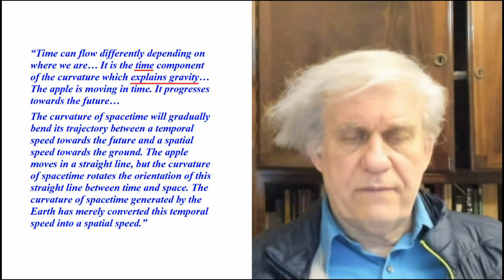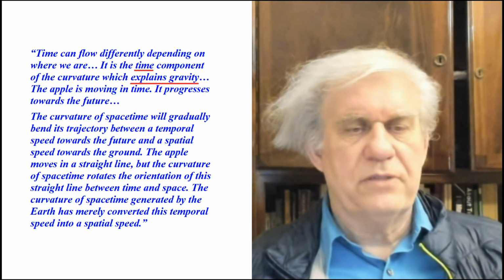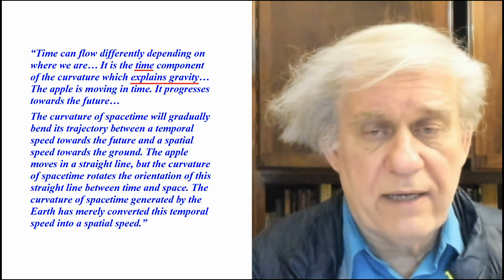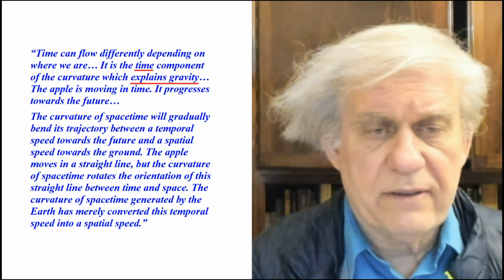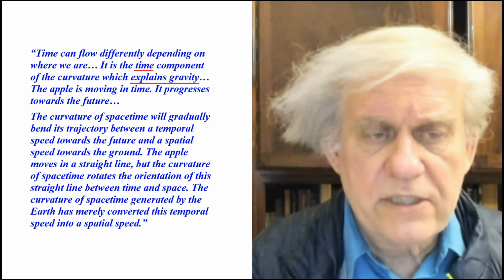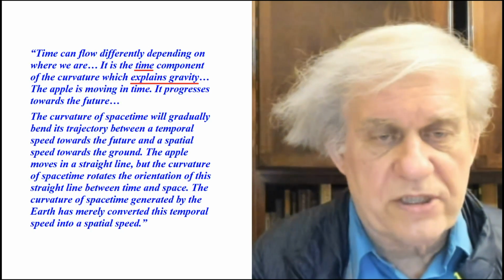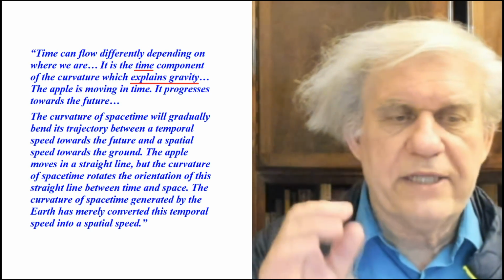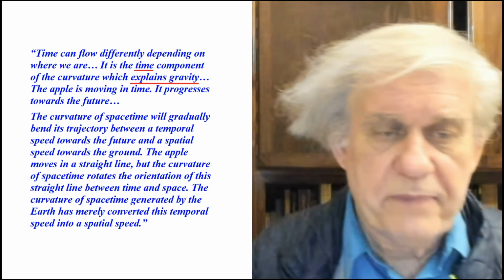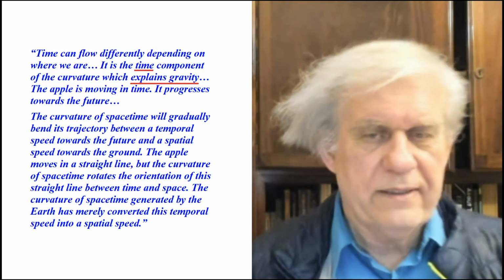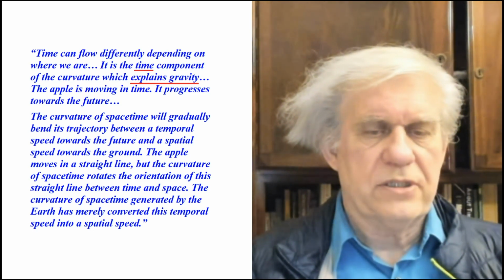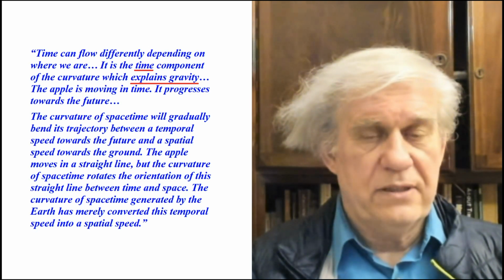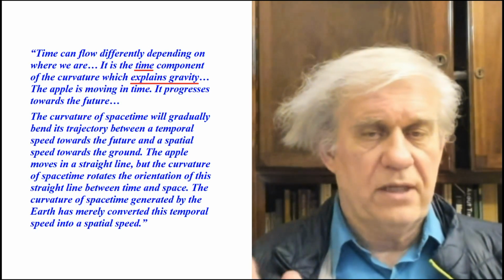Okay? The curvature of space-time will gradually bend its trajectory between a temporal speed towards the future and a spatial speed towards the ground. So there's going to be like a trade-off there, okay? The apple moves in a straight line, but the curvature of space-time rotates the orientation of this straight line between time and space. The curvature of space-time generated by the Earth has merely converted this temporal speed into a spatial speed. They're going to switch dimensions here. They're going to turn the temporal dimension, the time dimension, and again they call it a dimension, they're going to turn it into a spatial dimension. To them it's all the same.